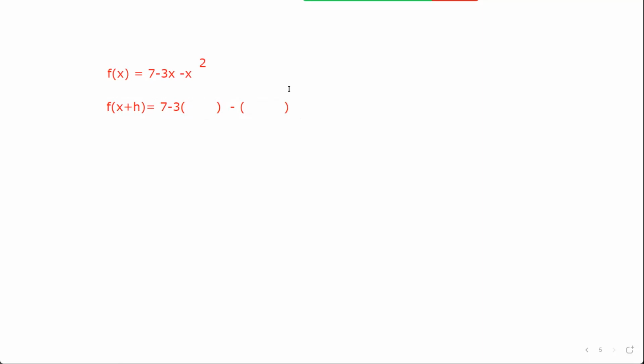Squared. Okay? Now, you see where those parentheses are? What's in the parenthesis over here? X plus H. So I want you to write X plus H in there.